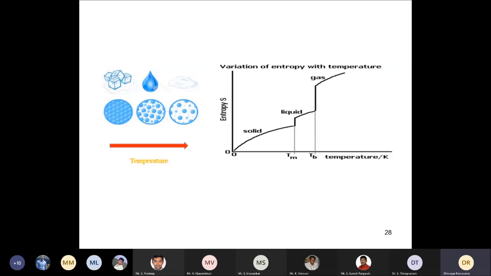So whenever I am giving a heat input, the force between the molecules will be increased. So the traveling of the molecules will be enhanced, and the entropy of the system is improved. So this is how we need to understand the entropy concept. This is a very simple thing.